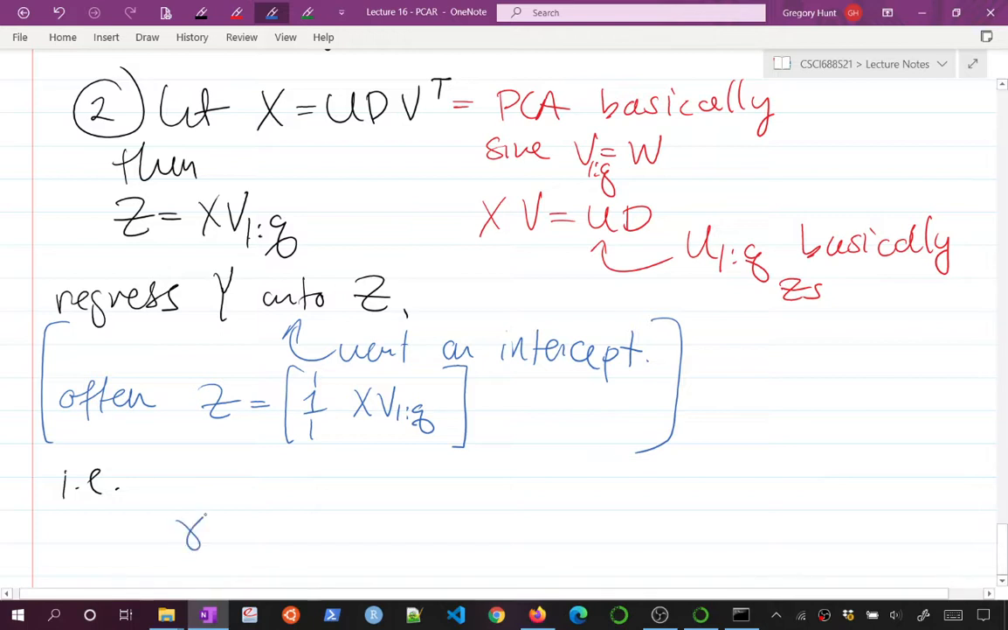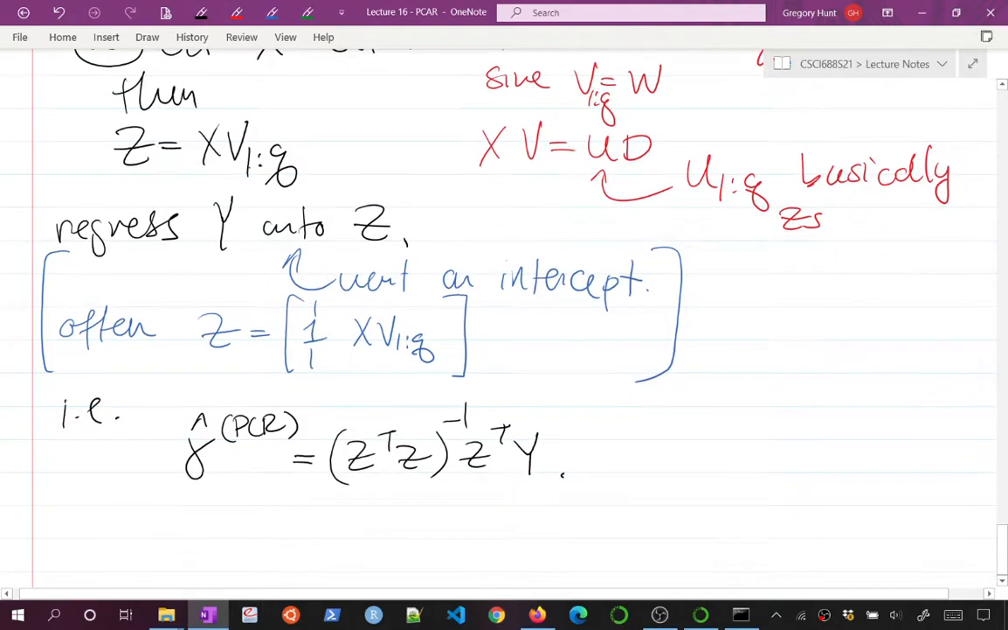We can get a regression coefficient through our nice regression formula. We call it gamma hat PCR, which is the kind of beta hat, but now we call it gamma, of regressing Y onto Z. And what's the formula? Z transpose Z inverse Z transpose Y. Most important formula in the class, probably. That and SVD. If you remember nothing else from this class, remember these two things. And so that would be the regression slope, the coefficient, from regressing Y onto Z.